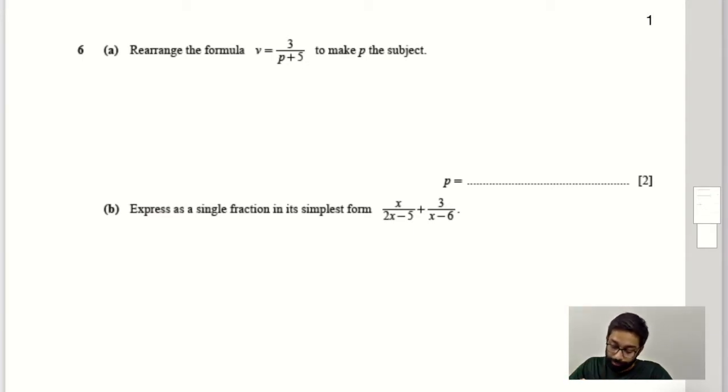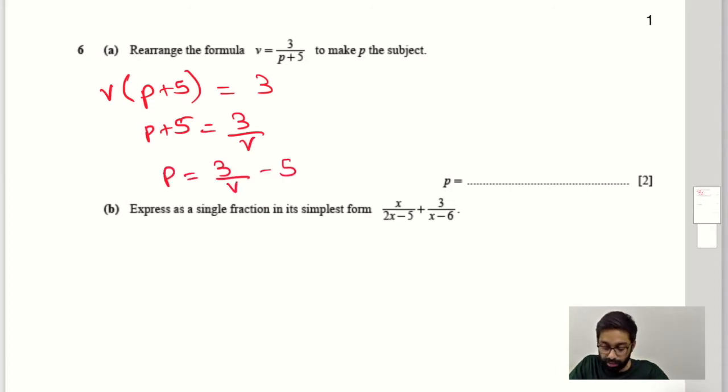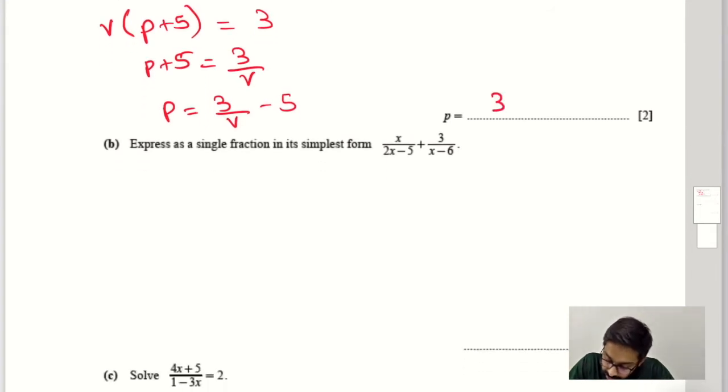How do we do that? Now first, p needs to be in the numerator because it's in the denominator. Let's bring it up. Let's cross multiply it. So when we cross multiply it, we get v times p plus 5 equal to 3. Now the next step is I take the v below the 3 so that the formula becomes p plus 5 equal to 3 over v. Now the last step is, of course, p is equal to 3 over v minus 5. Hence p is your subject. So we write this right here.